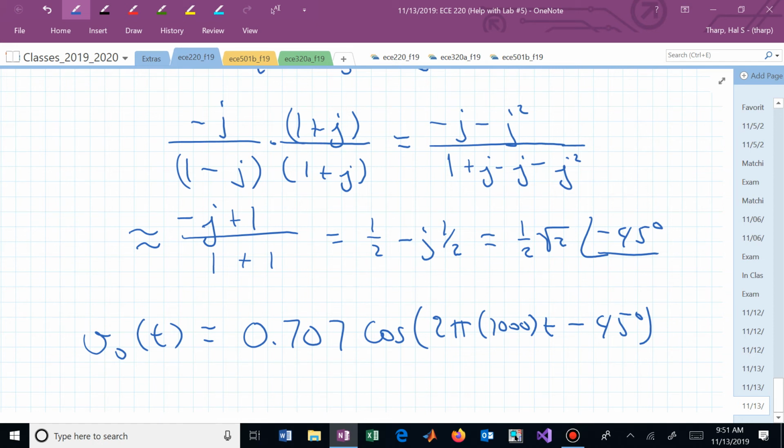Then at 100,000, we're going to have a much smaller magnitude for the output waveform. I'll let you do that by Saturday. I'll see you tomorrow, and we'll start with Chapter 9 more formally tomorrow.